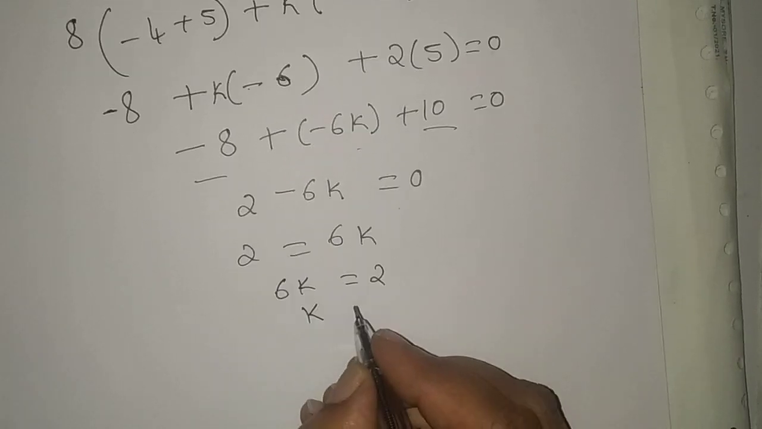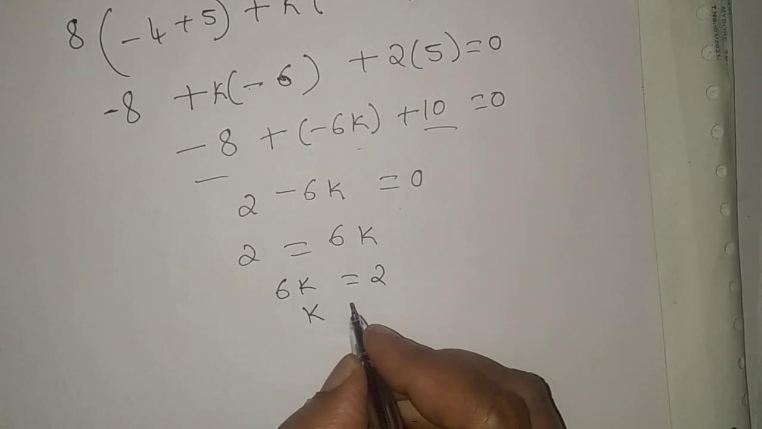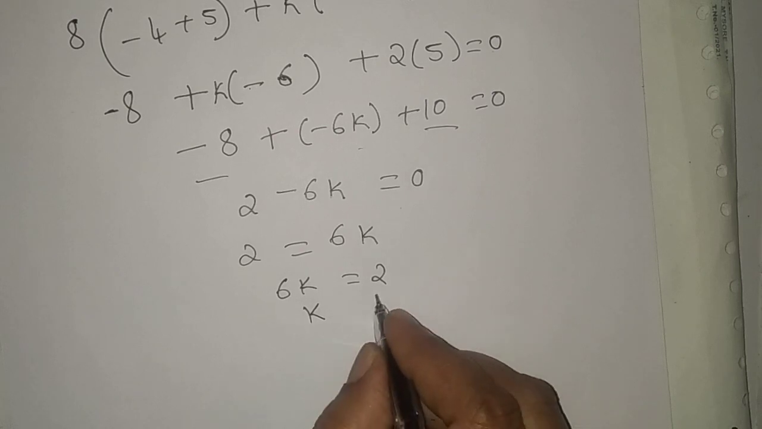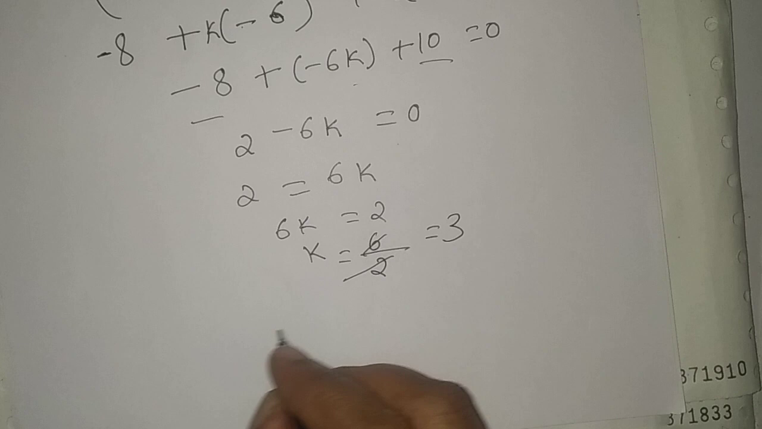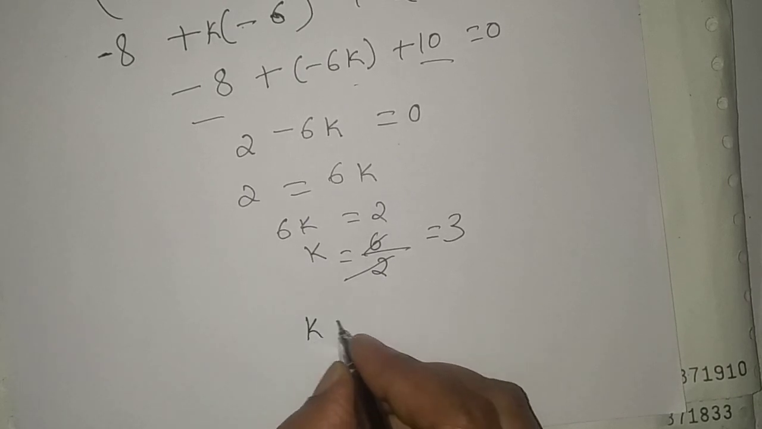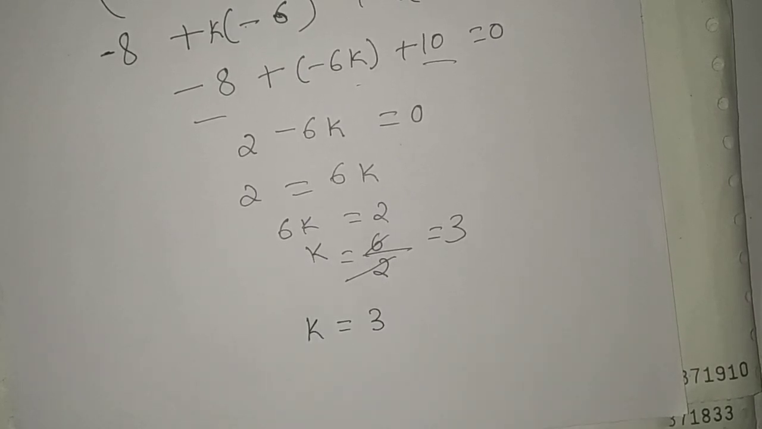Then k is equal to 2 by 6. Therefore the final value of k is 3. So this is the solution for the second problem.